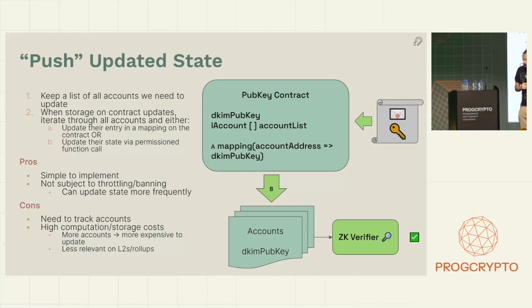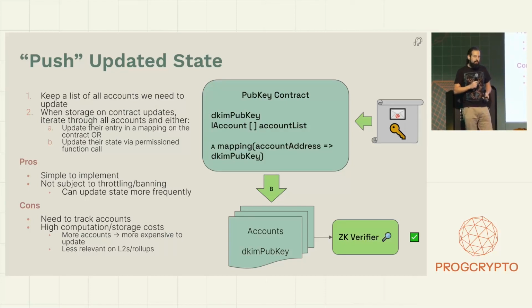But there are some cons to that as well. And that includes the need to track each individual account. And the more accounts that you have, the more compute and storage costs that will be associated with updating that. But that is less relevant on, say, a layer 2.